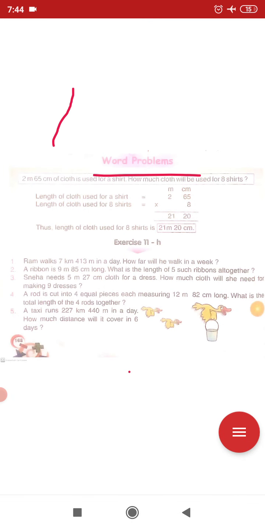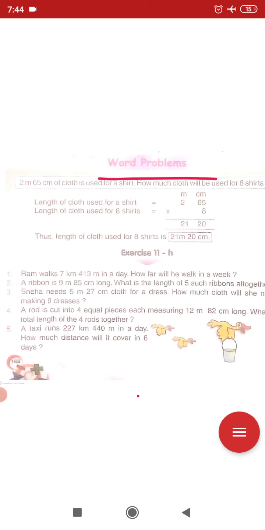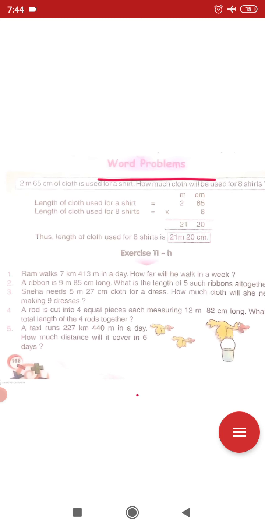2 meter 65 meter of cloth is used for a shirt. How much cloth will be used for 8 shirts?